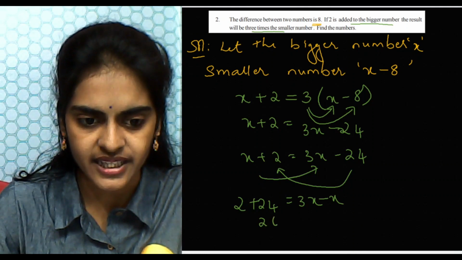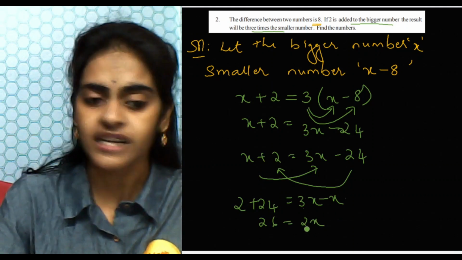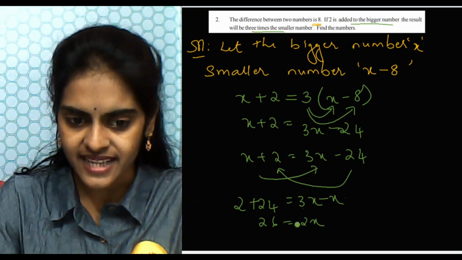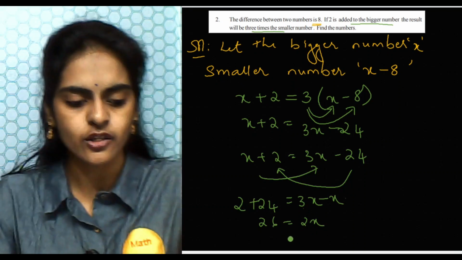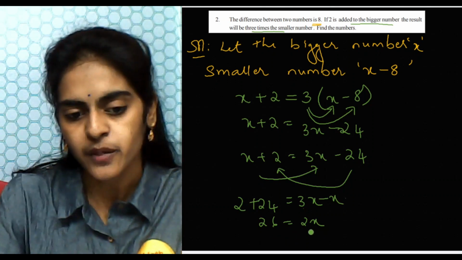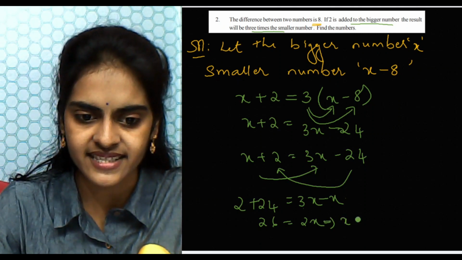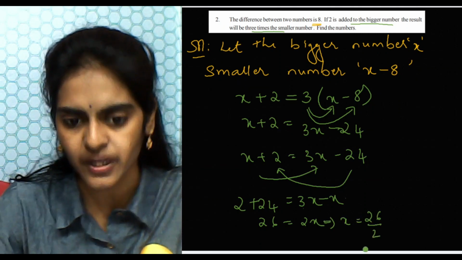Okay, so this is 26 is equal to 3x minus x, which is 2x. But I want the value of x, so let me send this 2 to the other side. If I send 2 to the other side, it becomes division because 2 is in multiplication here. So this implies x is equal to 26 divided by 2.